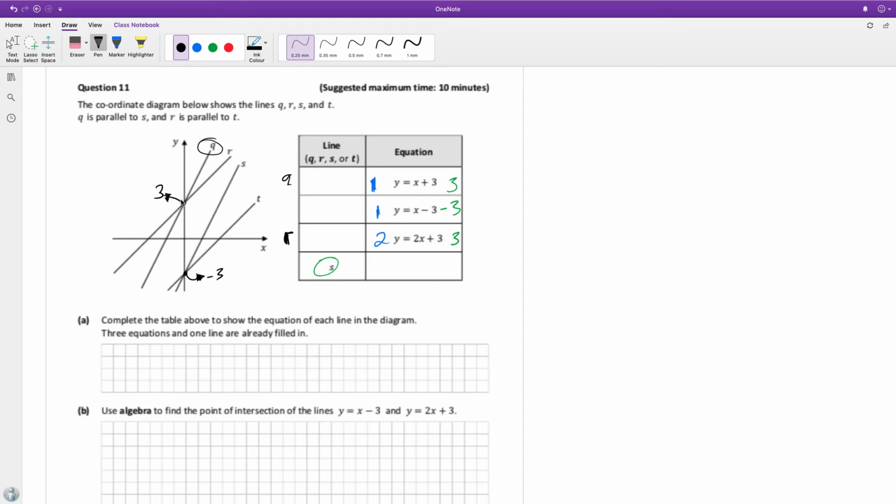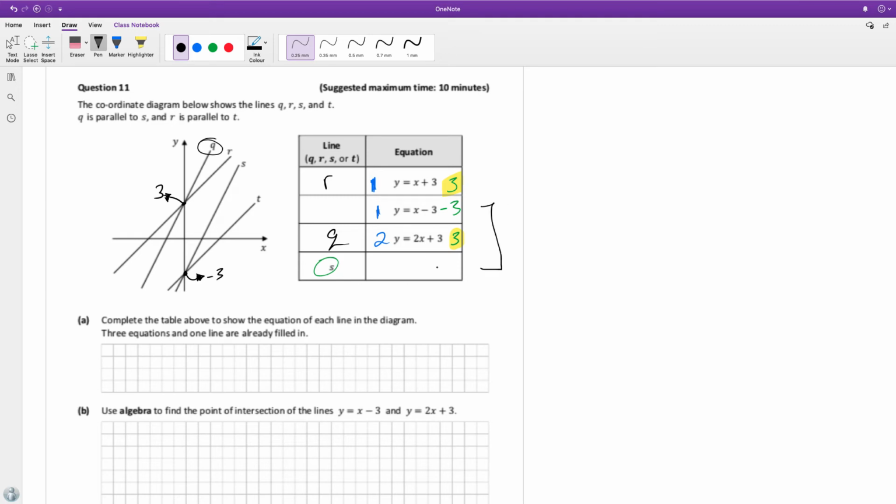It's rising more quickly, isn't it? And which one of these is rising more quickly? This one or this one? The first one or the third one? The third one. This is Q and this is R. They go through the same point. They both go through 3. But this one is rising quicker because it has a slope of 2 and this one has a slope of 1.